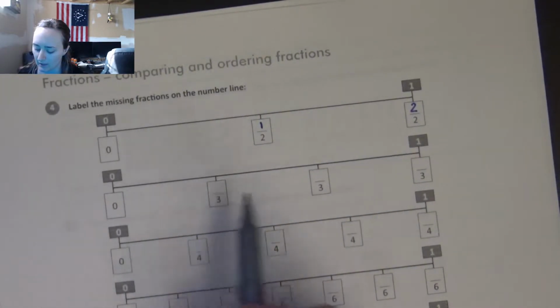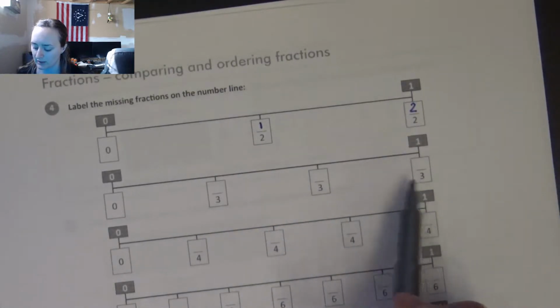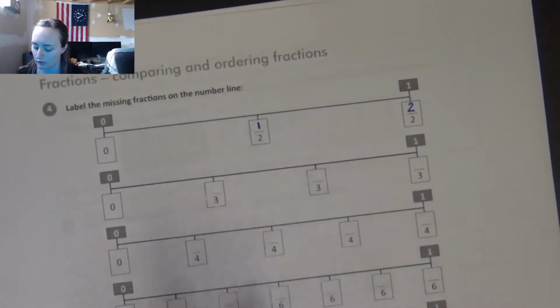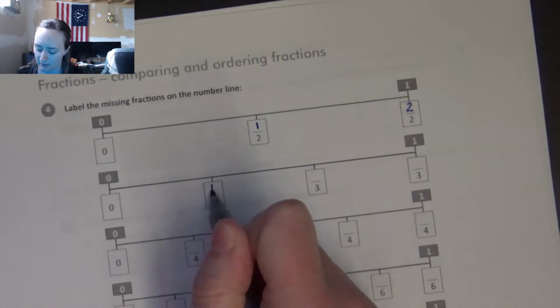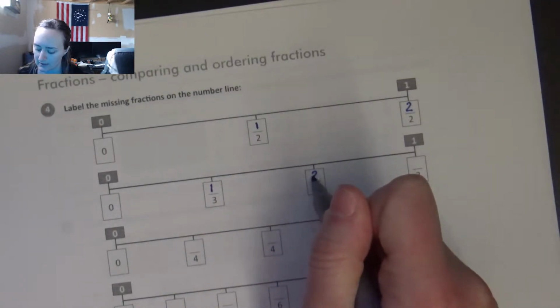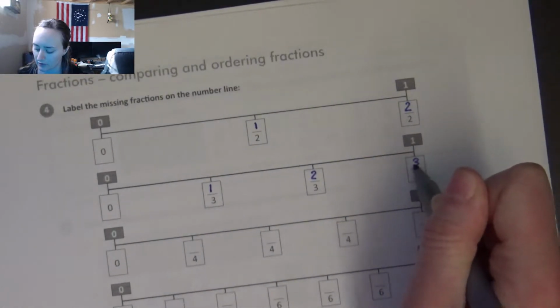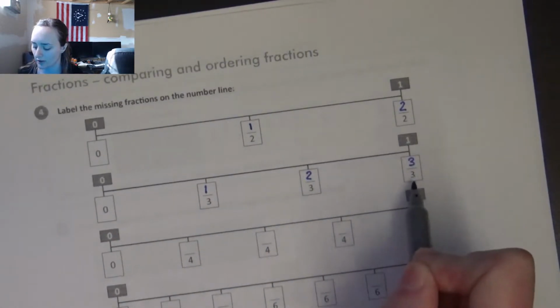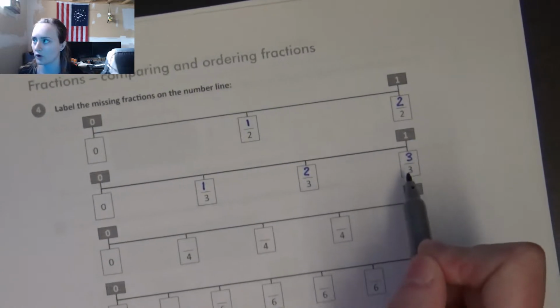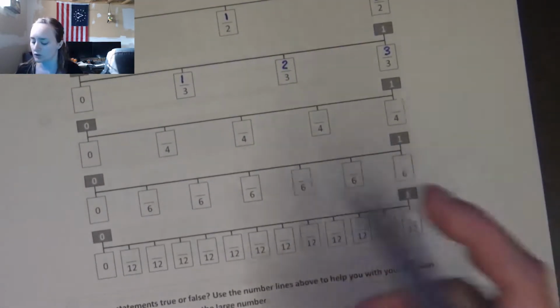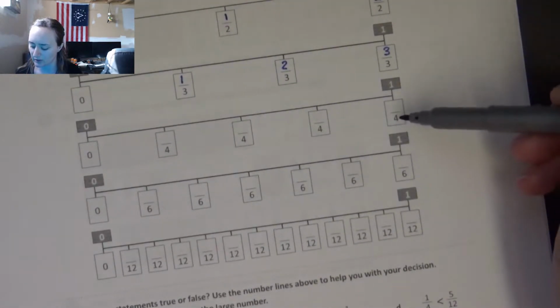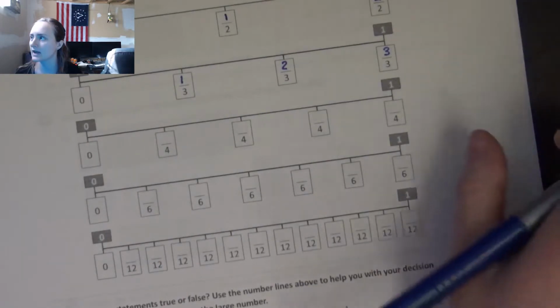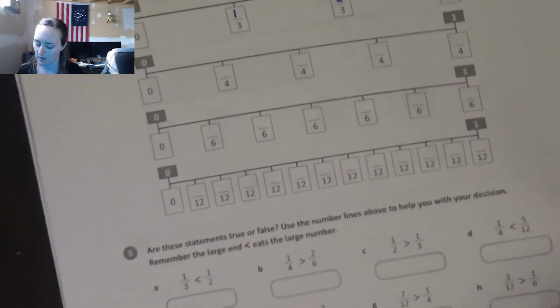For this one, we've broken the number line down into thirds, 1, 2, 3 sections. This is my first section, my second section, and my third section. So I have 1/3, 2/3, 3/3, or 1 whole. So your job is to finish filling in the quarters, the sixths, and the 12ths.